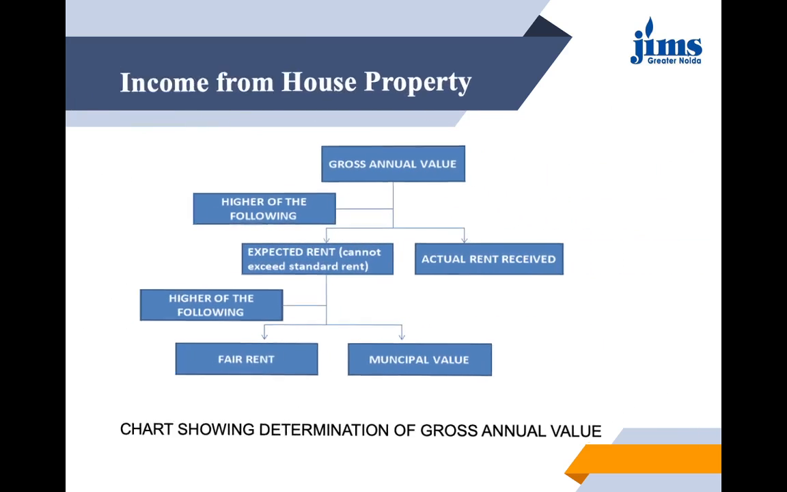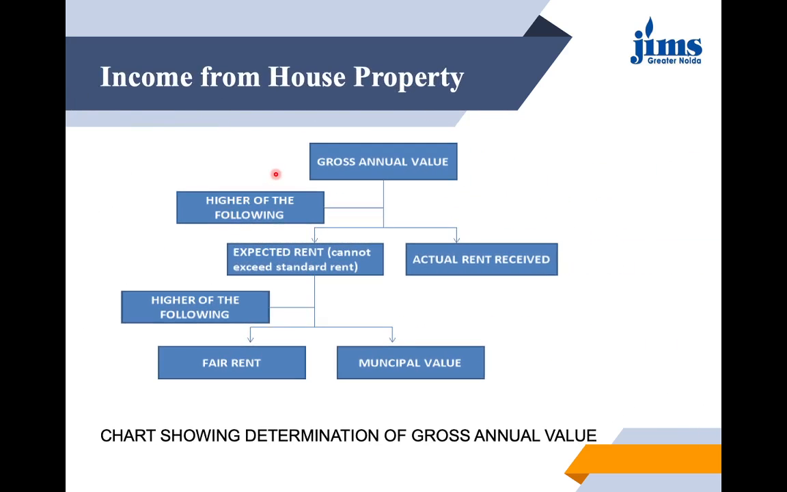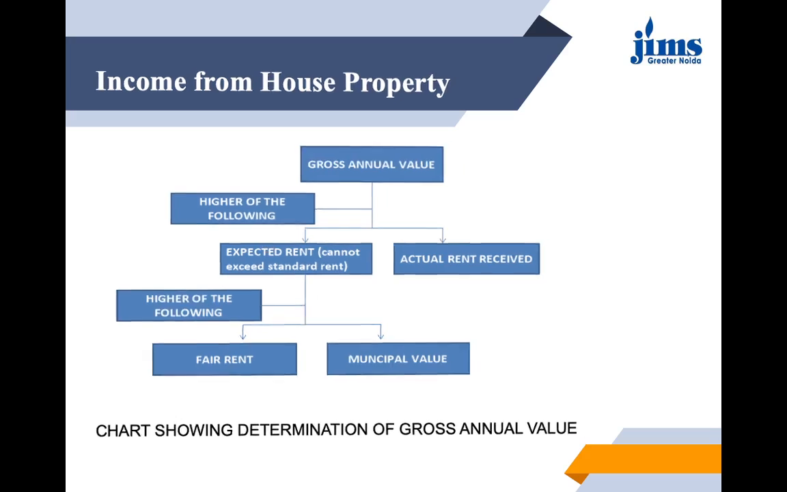Then further, we can understand this here. The gross annual value in this case will be the higher of these two, either the expected rent or the actual rent which is received, and expected rent in this case cannot exceed the standard rent. So there are two values beyond this: fair rent or municipal value. Whichever is higher would be the expected rent, but it cannot go beyond standard rent. That we need to keep in mind.